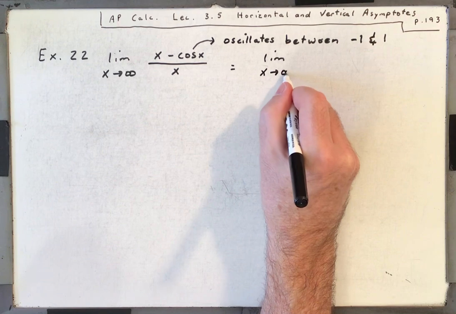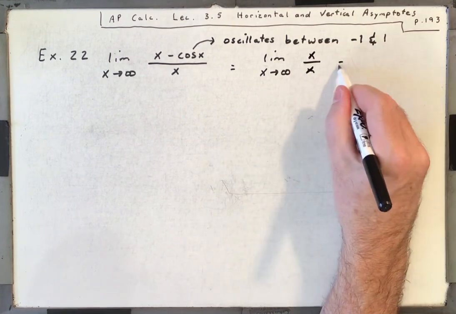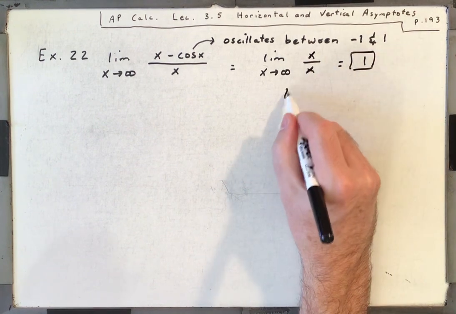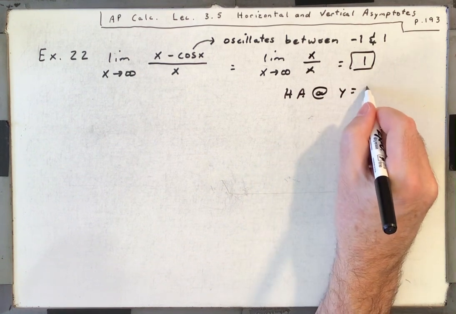So the limit as x approaches infinity of x over x, right? It's a tie. So the coefficients tell me that's 1. So we have a horizontal asymptote at y equals 1.